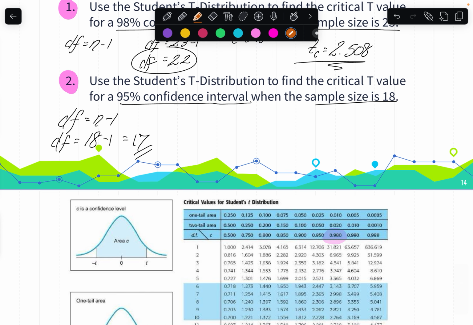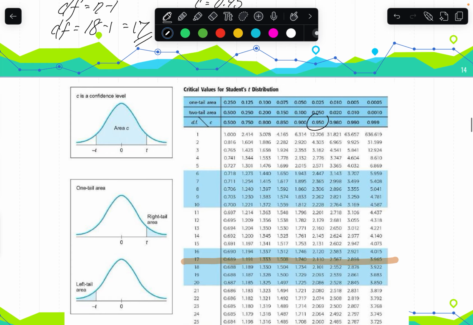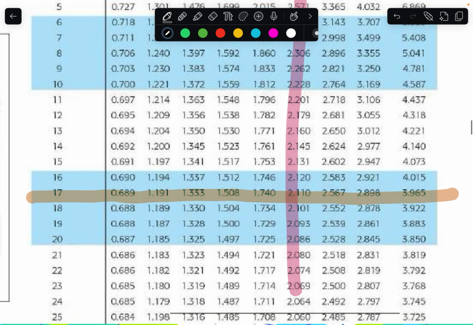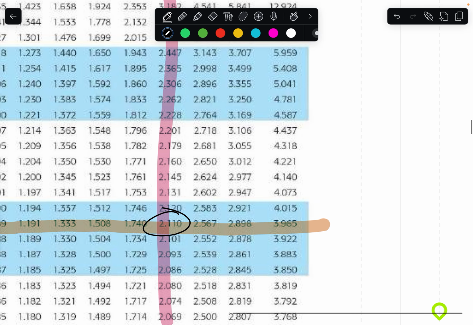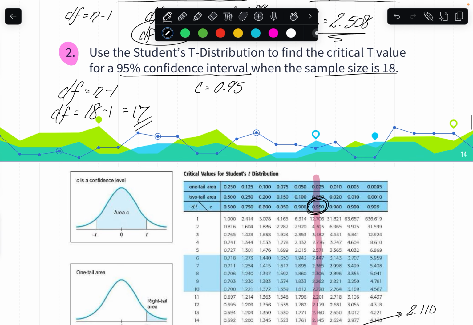Next one is looking at the confidence interval. This 95% confidence interval gives you a confidence level of 0.95. We find 0.95 in the part that I circled right there, giving us this row as the row of interest with that column of interest as well. Our critical t-value is going to be 2.110. Okay, and again, you could write out the 0.95 there as customary if you'd like.